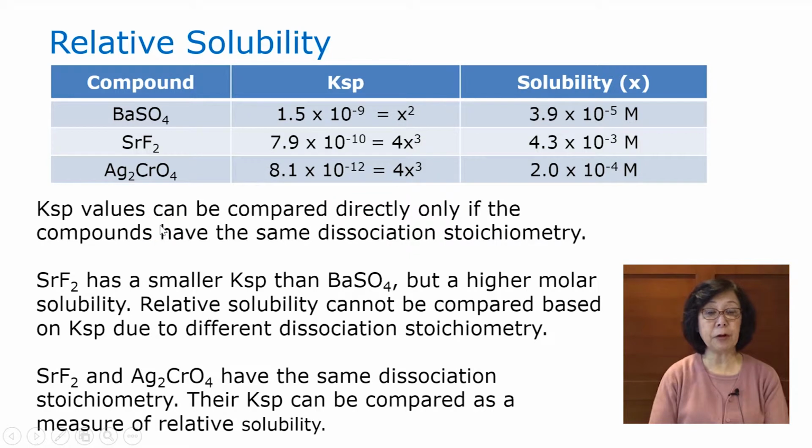However, with strontium fluoride and silver chromate, now we can compare their Ksp directly to relate their molar solubility because they have similar stoichiometry in dissociation. And therefore, strontium fluoride, being larger in Ksp, would have a higher molar solubility than silver chromate.